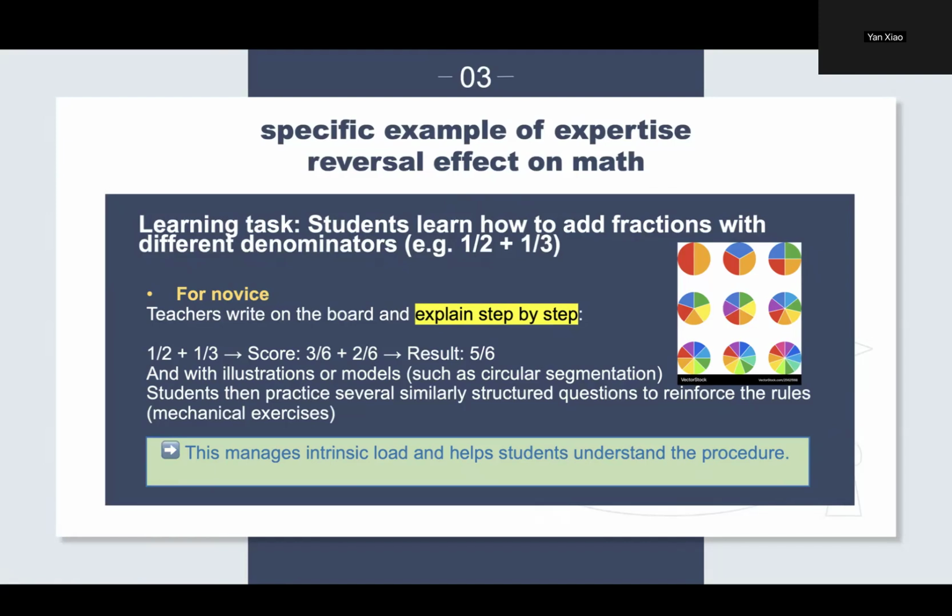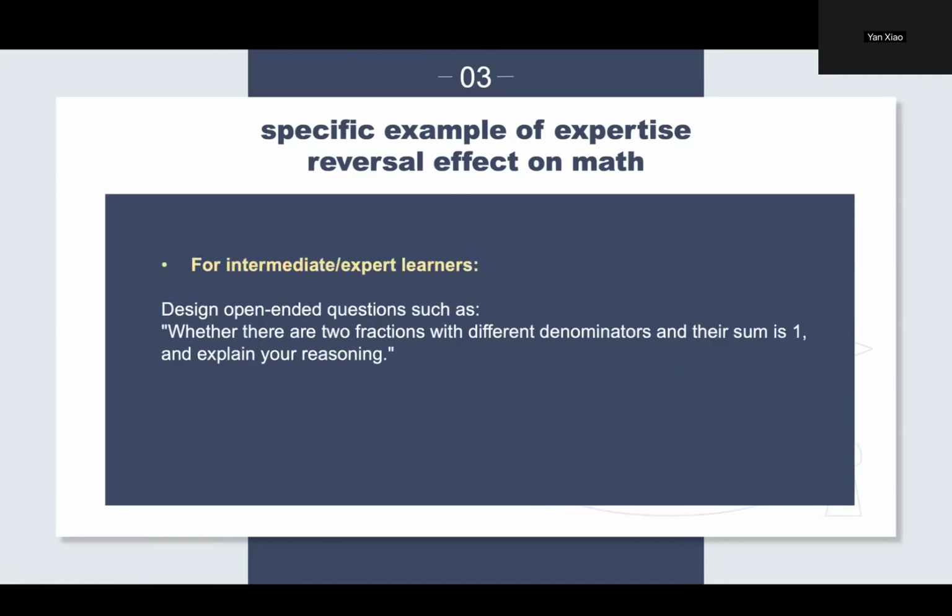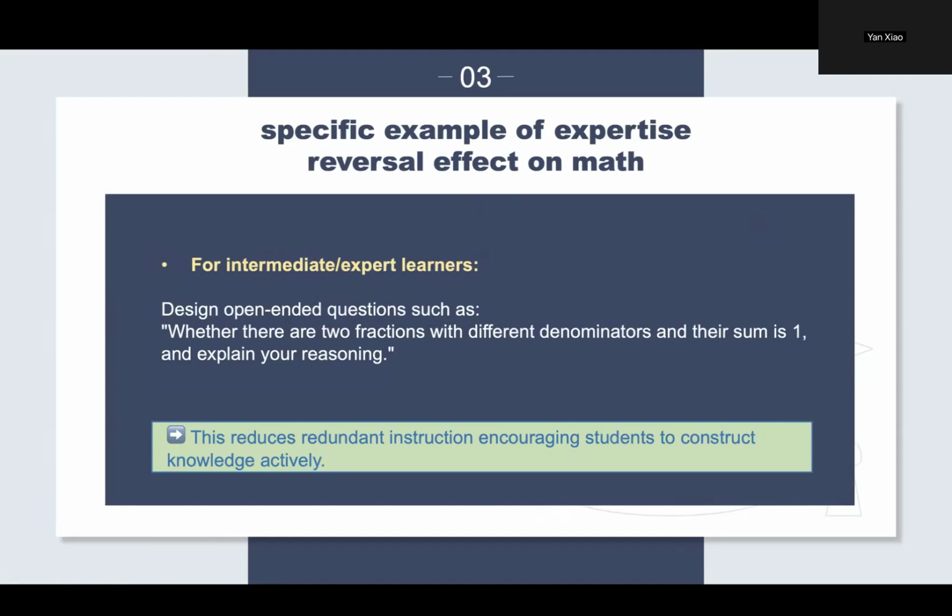But as students get more experience and prior knowledge, our approach needs to change. For expert learners, step-by-step instructions may no longer be helpful. In fact, they might even get in the way. So instead, I design open-ended tasks. For example, write two fractions with different denominators whose sum is one, and explain your reasoning. This type of question encourages students to think flexibly and apply their knowledge in different ways.